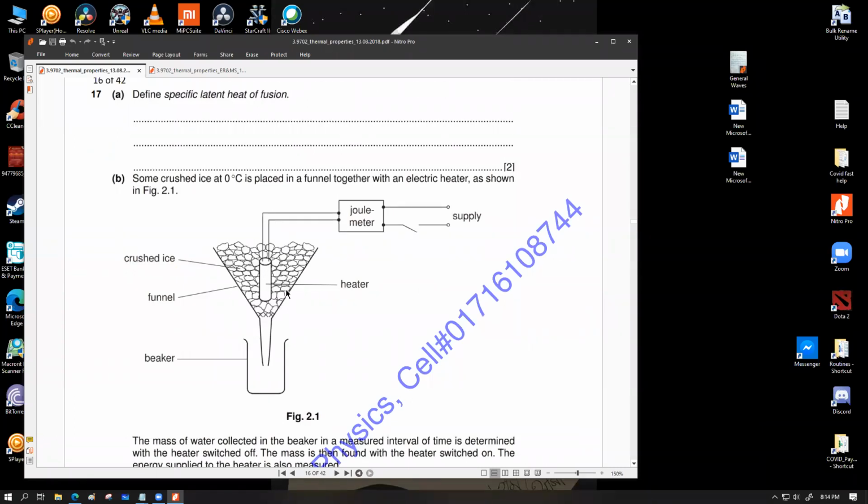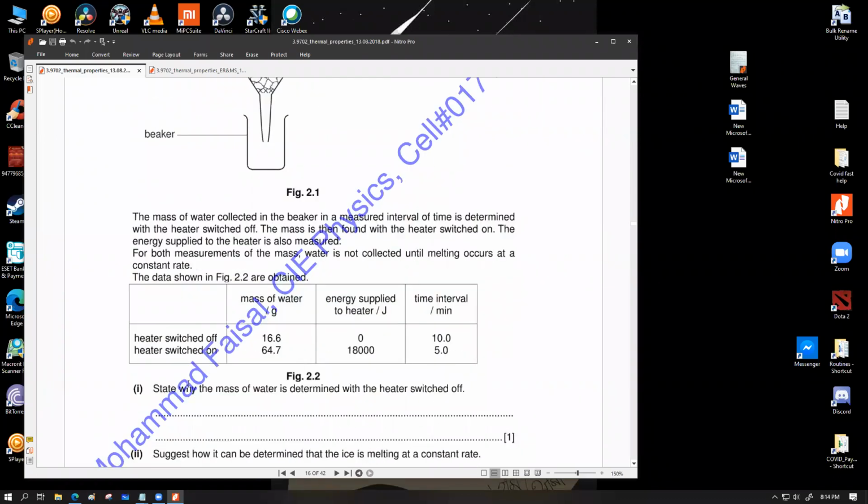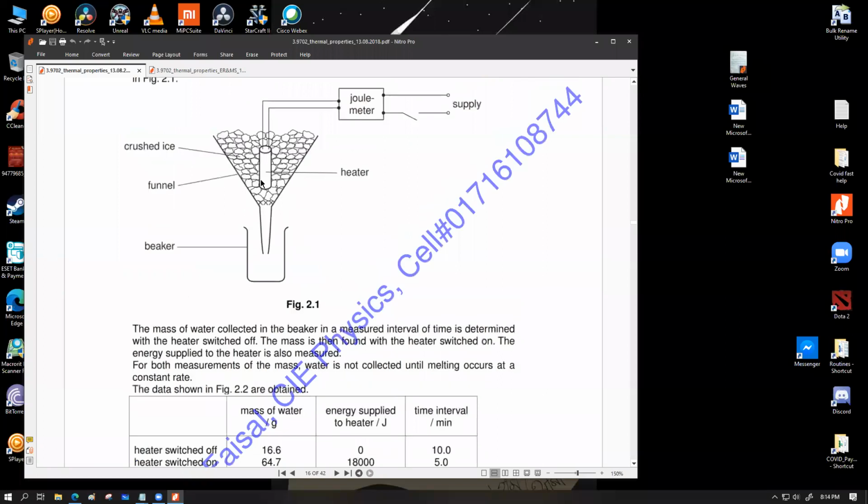Okay, 17B, this is the question. I know the question. It asks why the mass of water is determined with the heater switched off. Whenever we keep the heater switched off, some ice would still be melting by absorbing heat energy from the surroundings. We wanted to measure exactly how much ice is melted by the heat absorbed from the surrounding. That's what it means by to make allowance for. We are trying to measure the error over here.